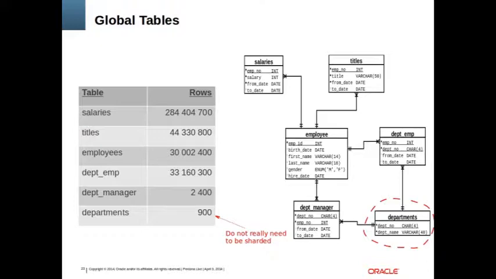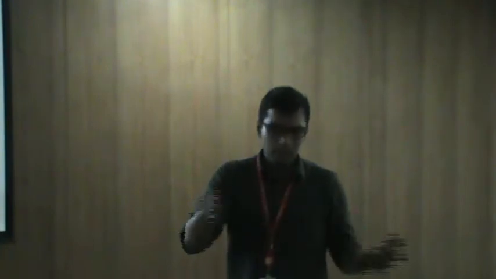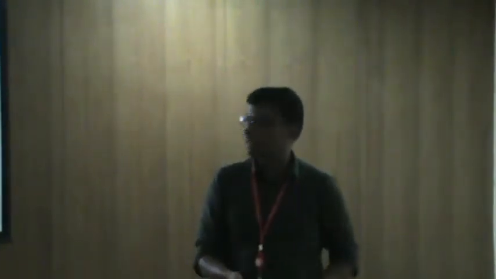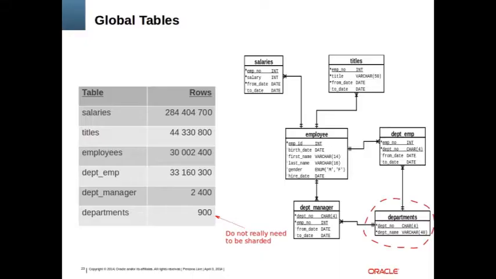When you fire a join that involves only one shard, it's not a problem. You are firing a query, all the tables are there, your join is going to succeed. Now what happens when you try to fire cross-shard joins? You want to access the employee table from one shard, and the salaries table from the other shard.